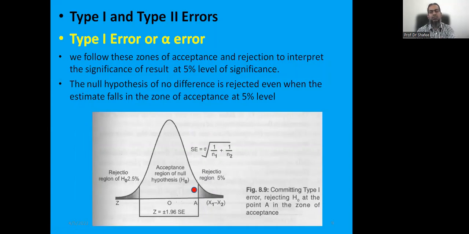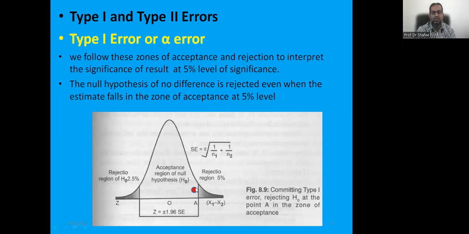So these are some types of errors which may occur while applying a statistical test and conducting a study. First we see the type 1 error, also called alpha error. We follow these zones of acceptance and rejection to interpret the significance of the result at 5% level of significance. The null hypothesis of no difference is rejected even when the estimate falls in the zone of acceptance.